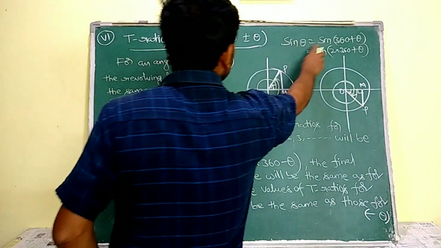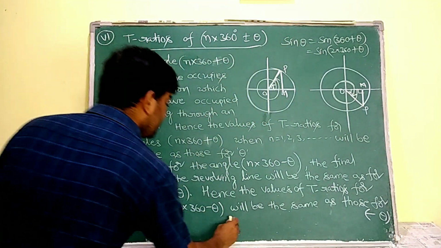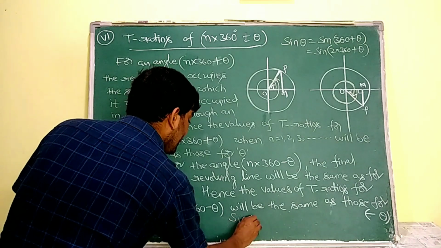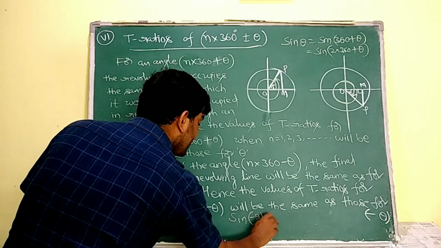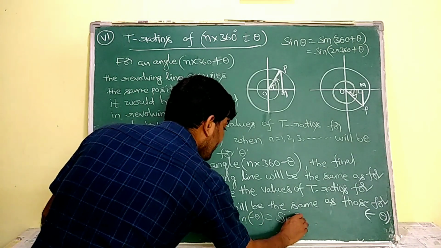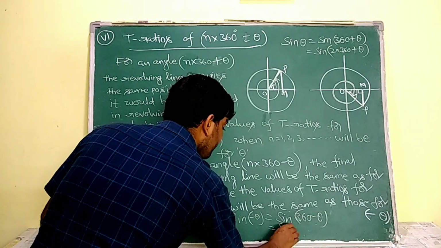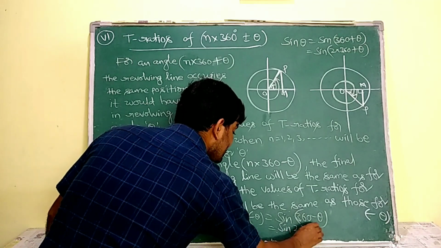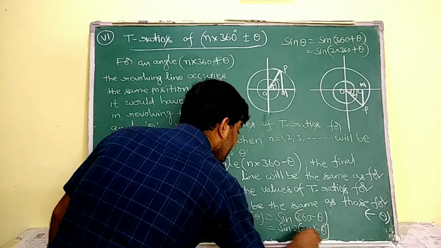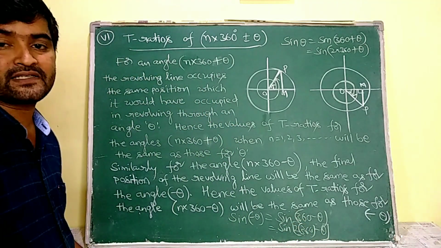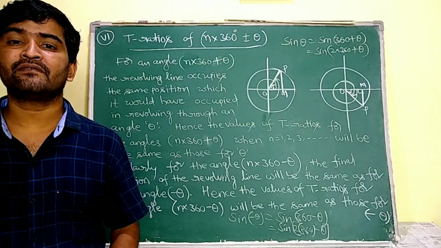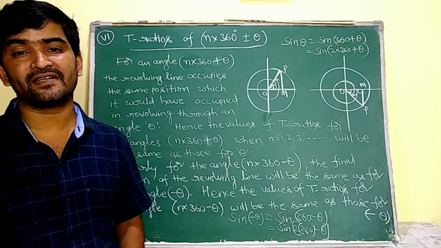That means here we discussed the first case, plus theta. Now here I am going to write sin of minus theta. Sin of minus theta is nothing but sin of 360 minus theta, or sin of 2 into 360 minus theta. Like that I may write. Understand? By explaining with one or two examples you can understand thoroughly.